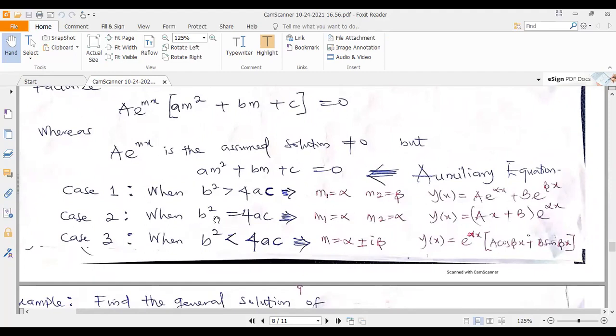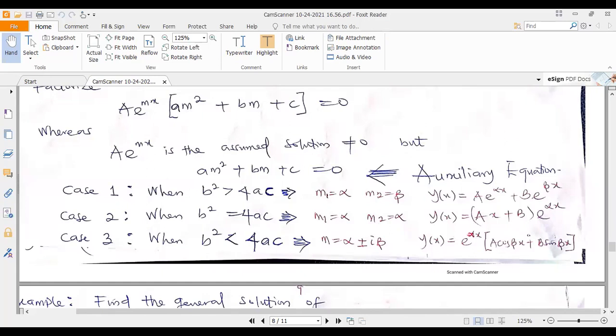Now the second case is if b squared is equal to 4ac, it means that the two solutions are equal. If the two solutions are equal and we are looking for a linearly independent solution, we need to multiply one of the solutions by x. Are we together? Do you notice that... now let me share my screen with you. Let me show you these points better.